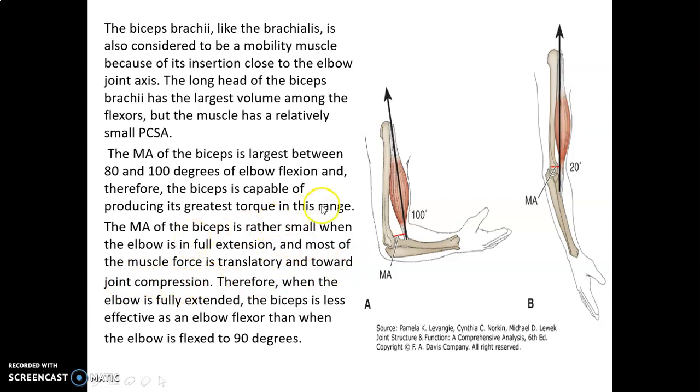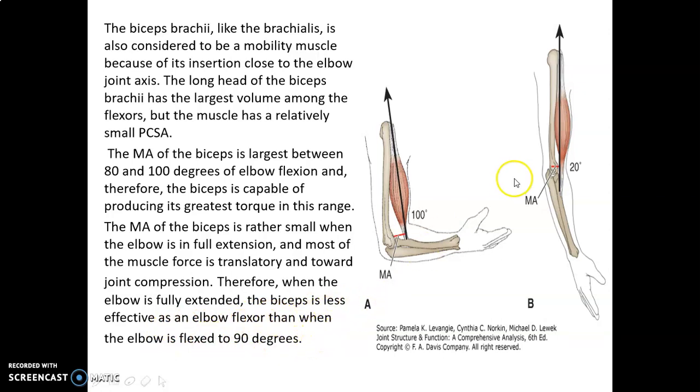So when the elbow is in full extension, it does not have that much momentum. In this position, rather than being a flexor, it mostly produces a translatory or joint-compressing force in this 20-degree or 30-degree of elbow flexion. Therefore, when the elbow is fully extended, the biceps is less effective as an elbow flexor.